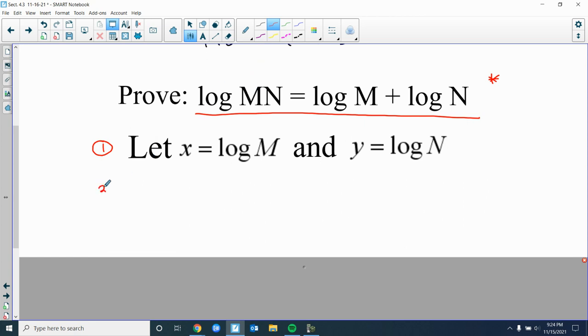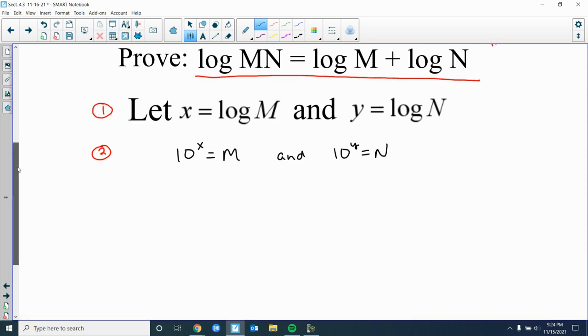The second step is we want to take these statements and convert them to exponential form. Remember, this is base 10. So you would say 10 to the x equals m, and 10 to the y equals n. Third step.